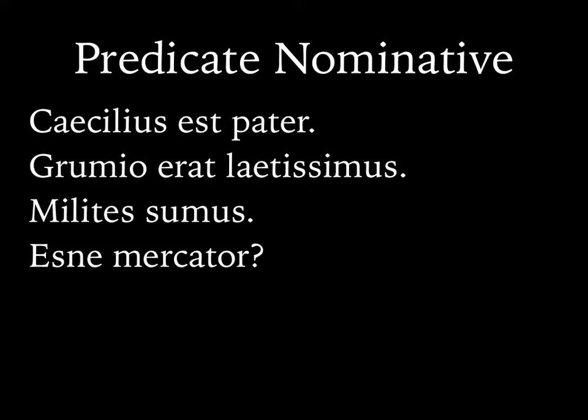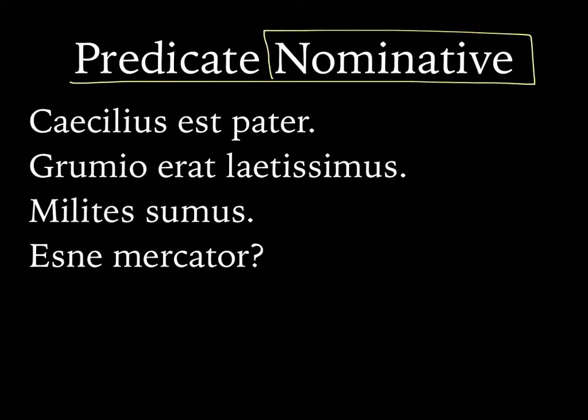Grammatical function number 2 is the predicate nominative, and as you can imagine, that's going to be in the nominative case. And the predicate nominative comes after the verb to be, or any linking verb, but it's most commonly after the verb to be. In these first two sentences, it's pretty straightforward. We have Caecilius is the father. Caecilius is the subject. Est operates as an equal sign. Father is the predicate nominative.